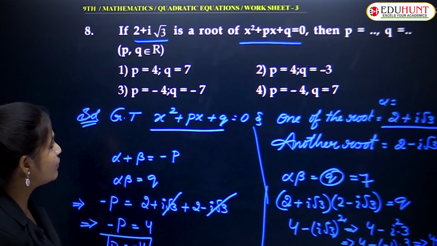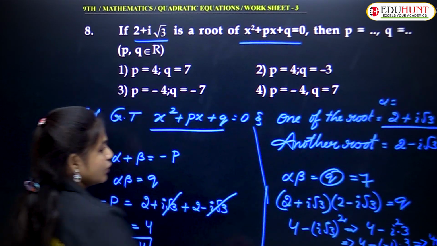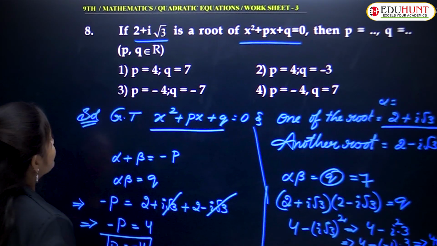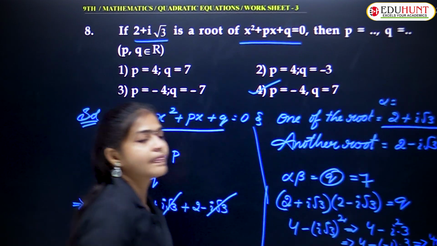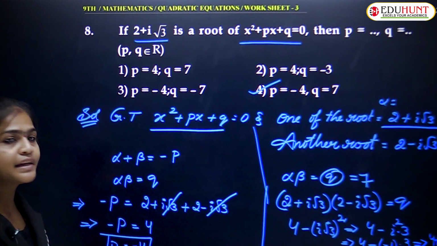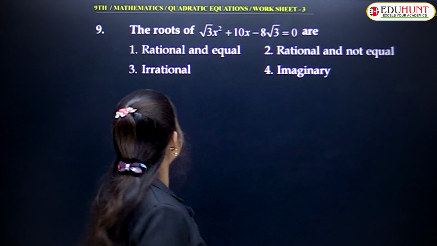Understand? So what are the values of p and q? Here p is equal to minus 4 and q is equal to 7. So which option is correct? Yes, option 4 is correct. That is p is equal to minus 4 and q is equal to 7. Clear? So children, let us see the next, 9th question.